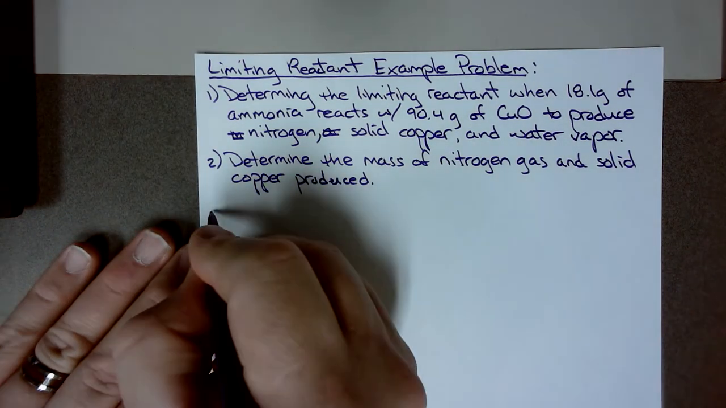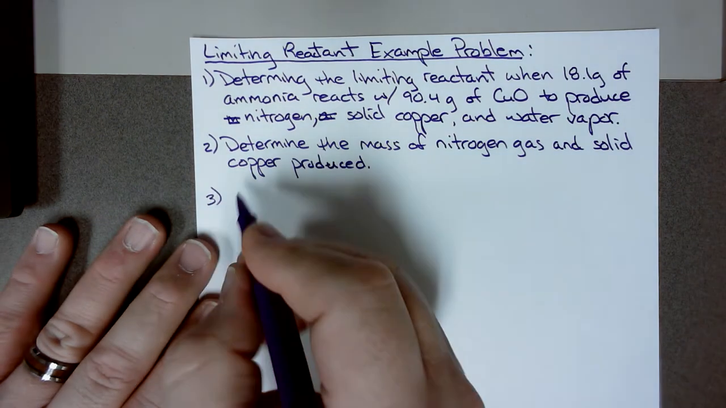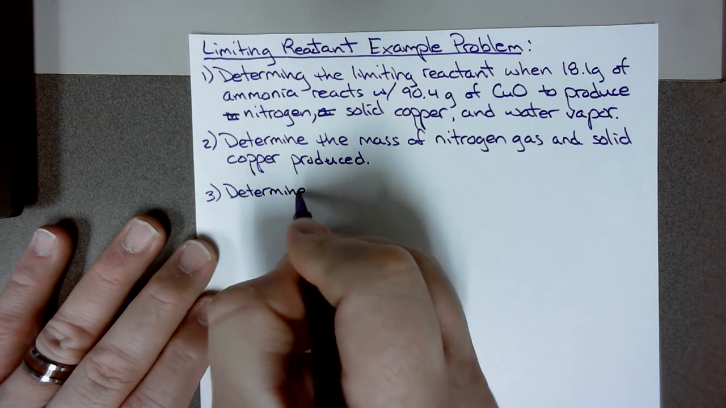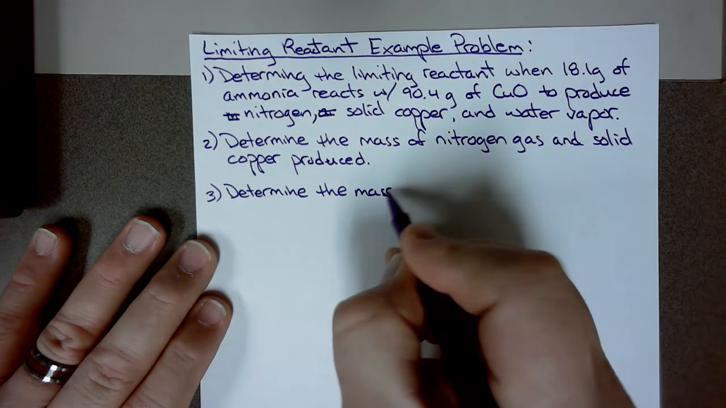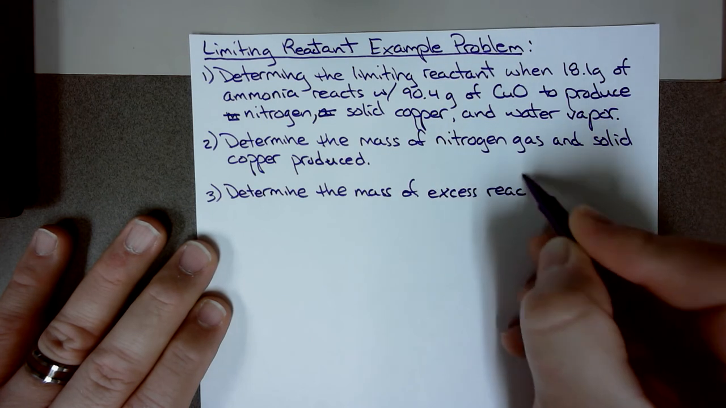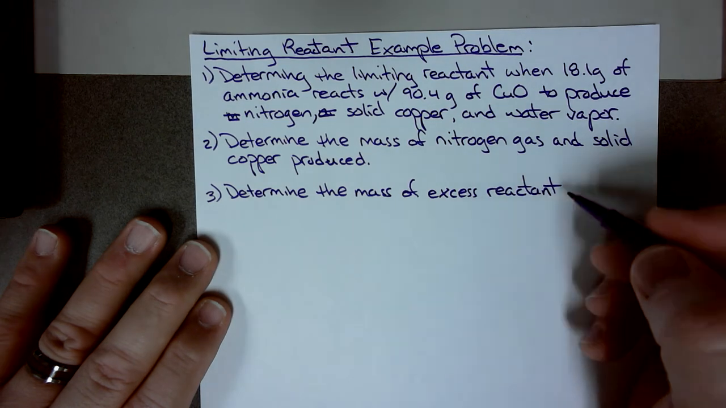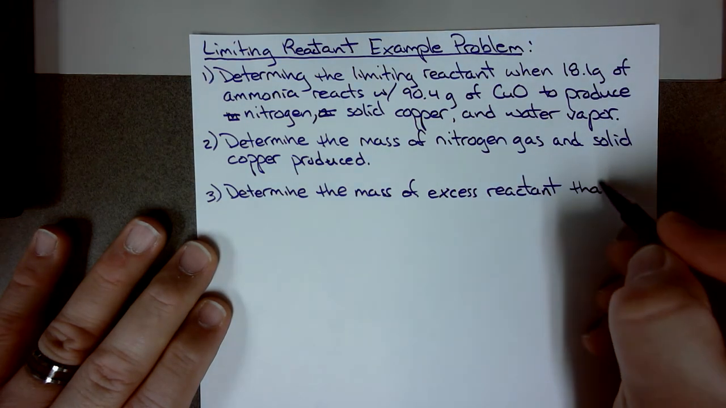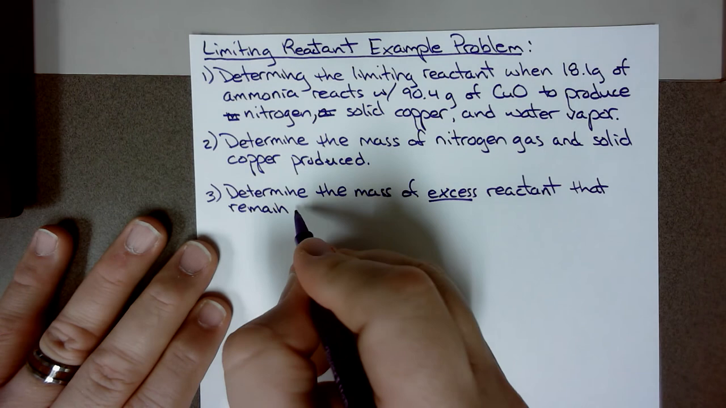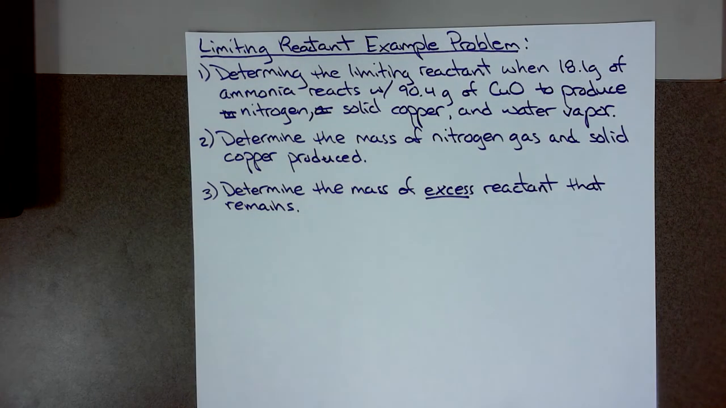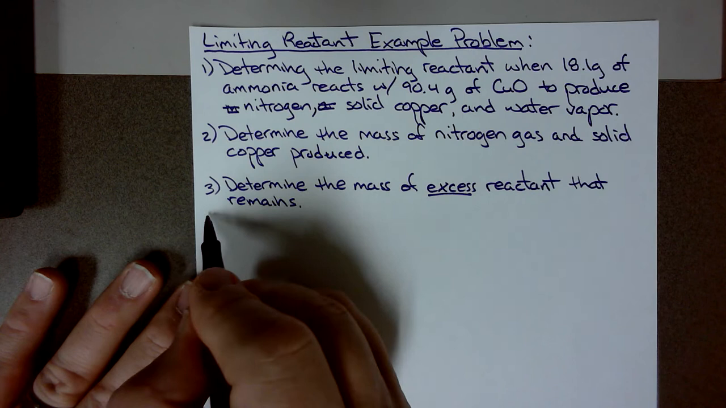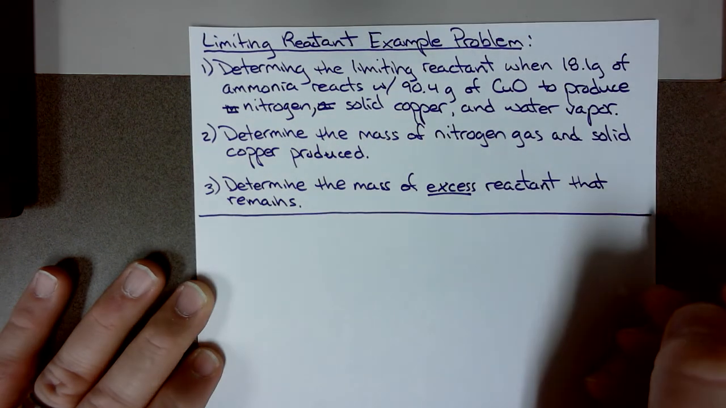Then the next thing we need to do, number 3, is determine the amount of excess reactant in grams. So determine the mass of excess reactant that remains. Now, it's kind of redundant saying it this way, because really when they say excess, that means there is stuff that remains. So probably from now on I'm just going to say determine the mass of excess reactant, or determine the amount of excess reactant. So these are the 3 things that we need to do. So we're going to follow each step along the way.